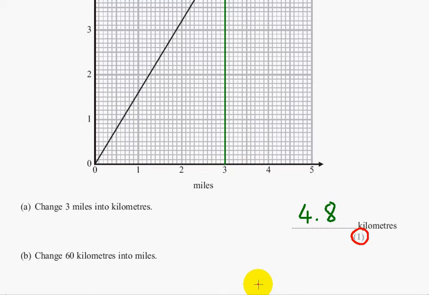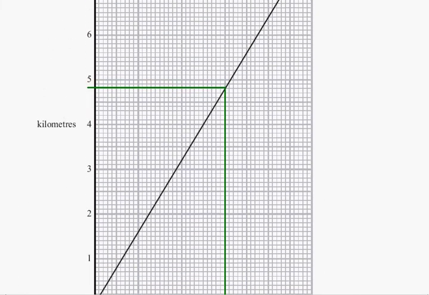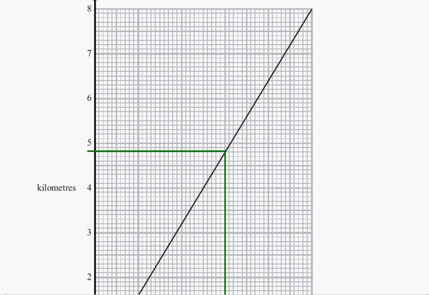That's worth 1 mark. And the mark scheme says anywhere between 4.6 to 5 would get you the mark. So we put 4.8. Part B says change 60 kilometers into miles. So we need to have a look at the graph. We need to change 60 kilometers into miles.